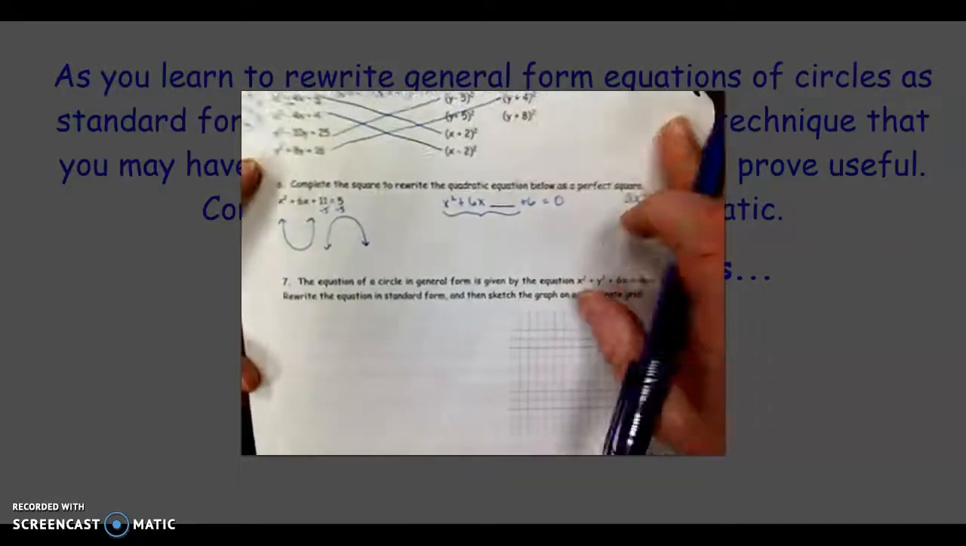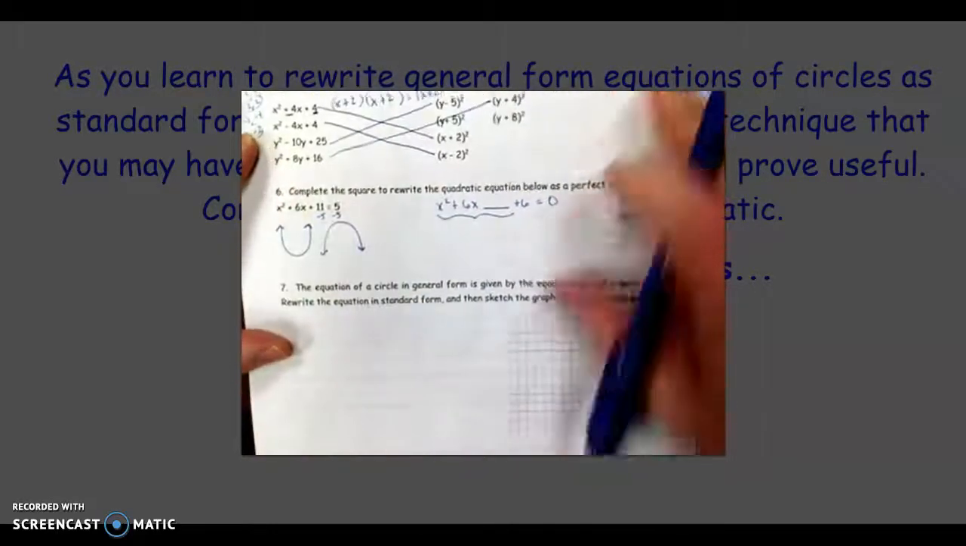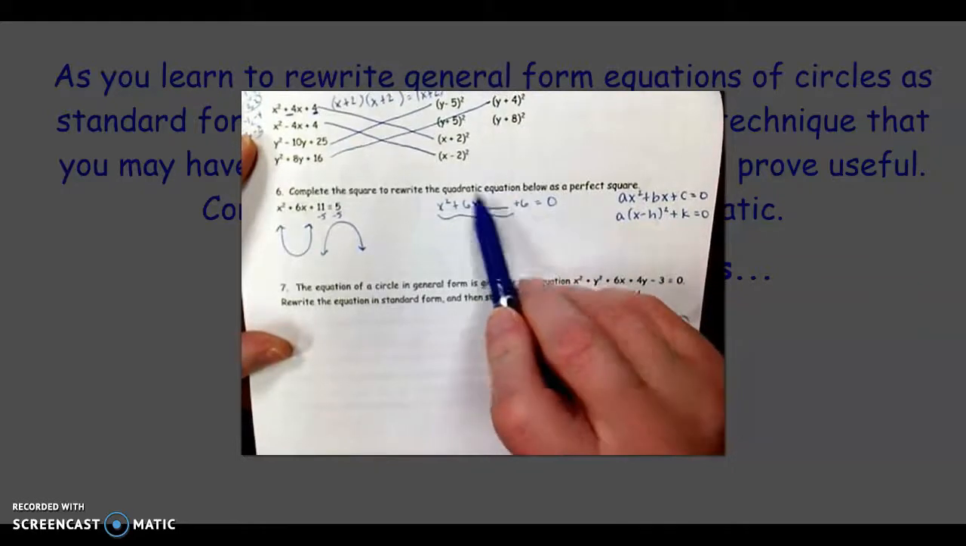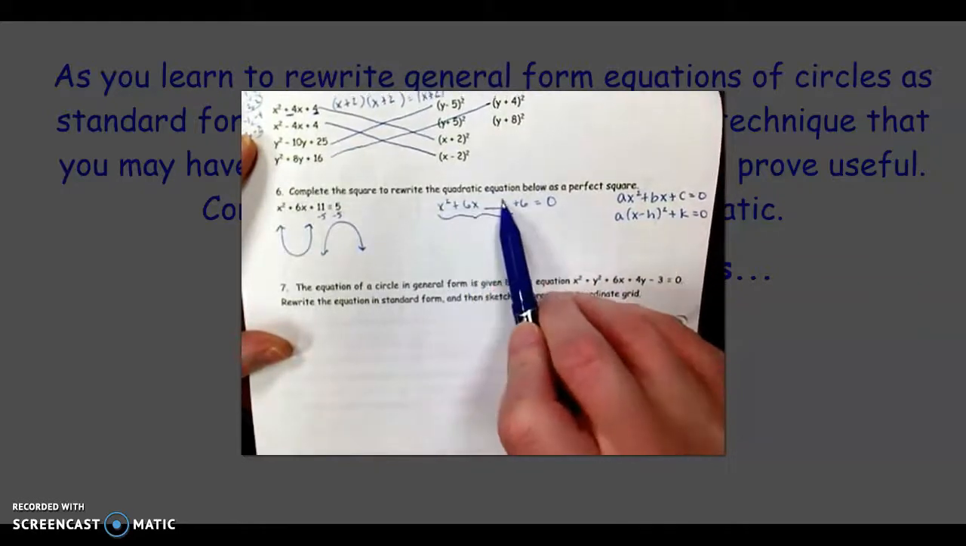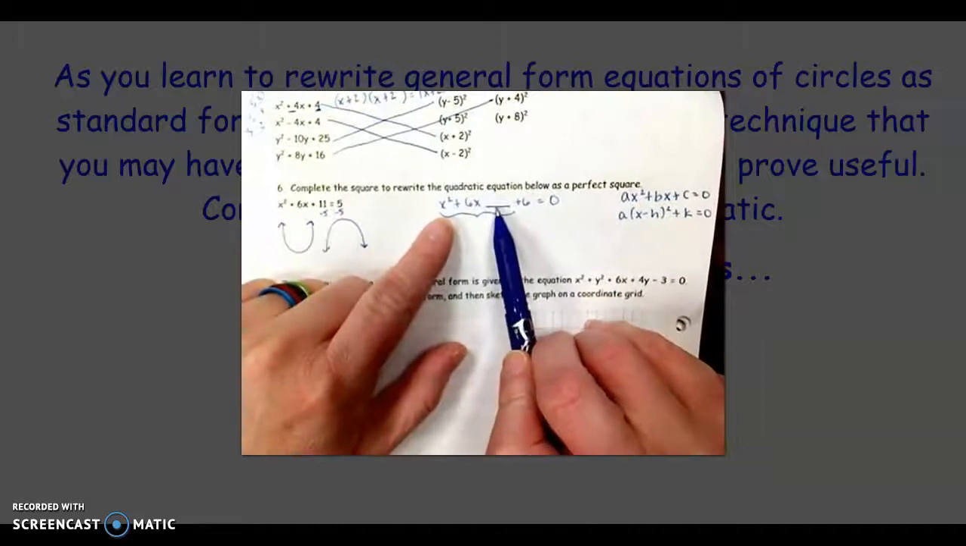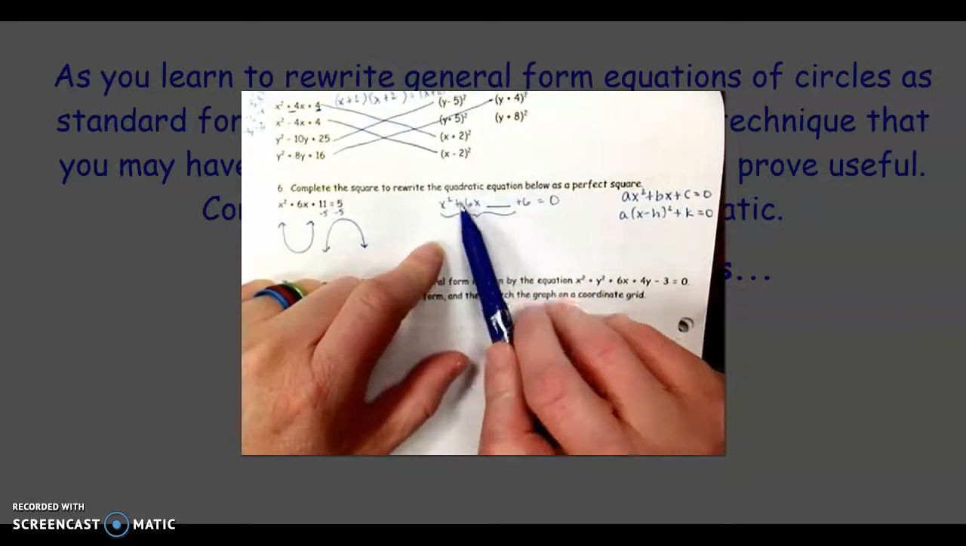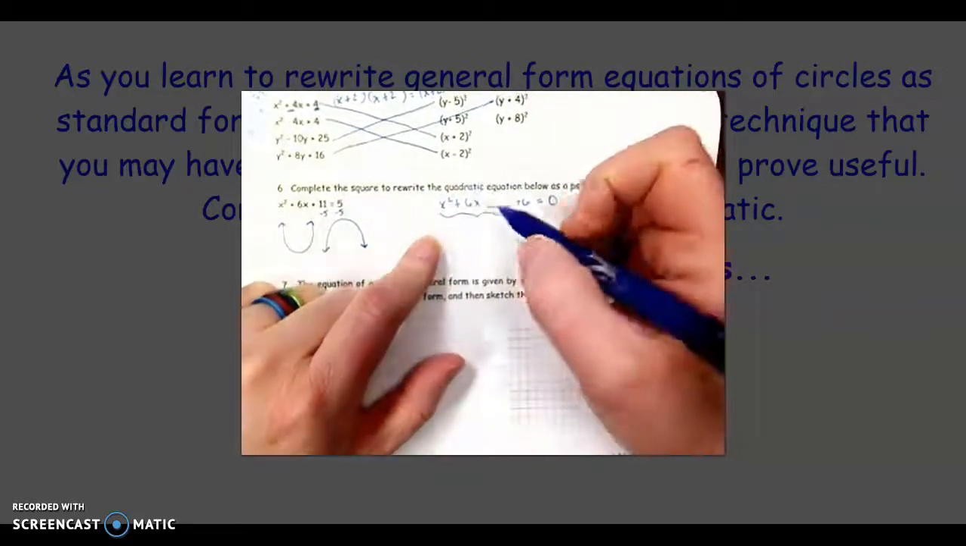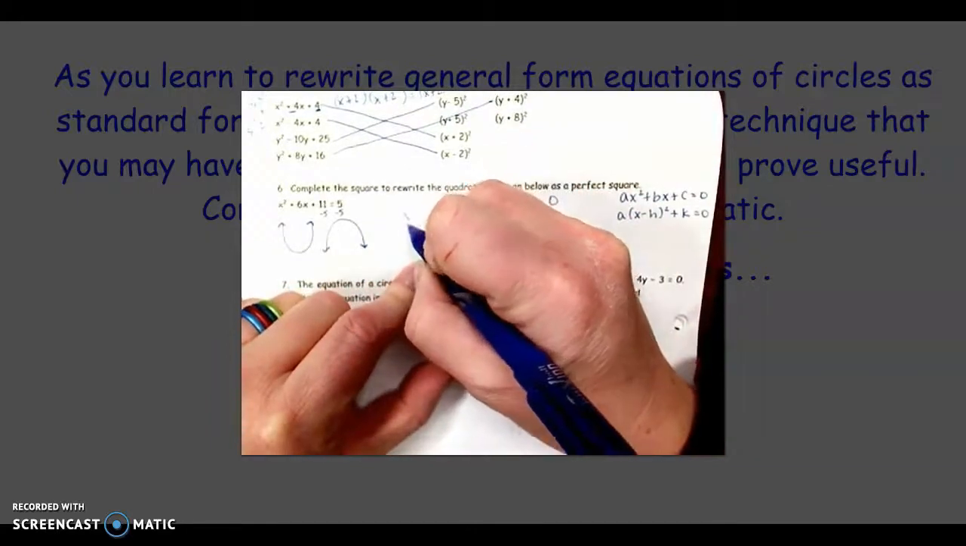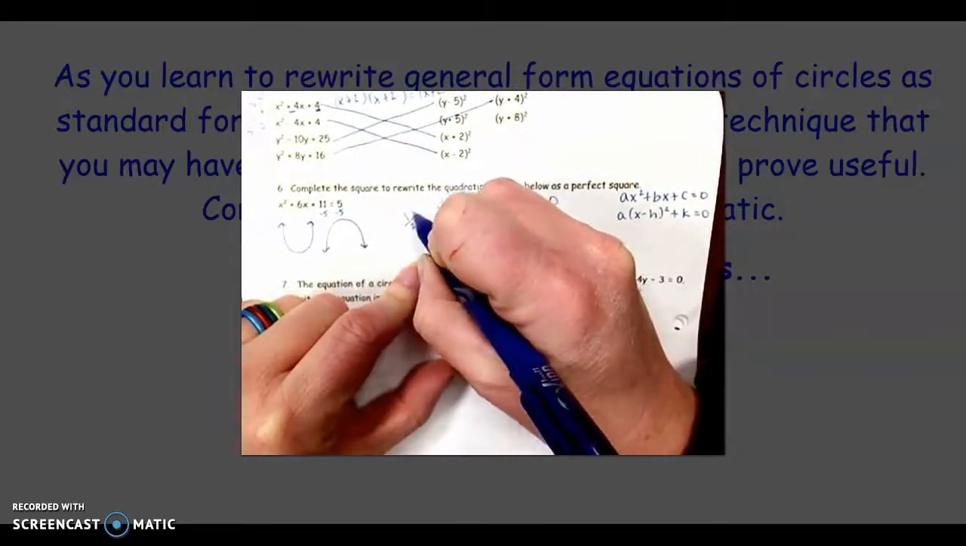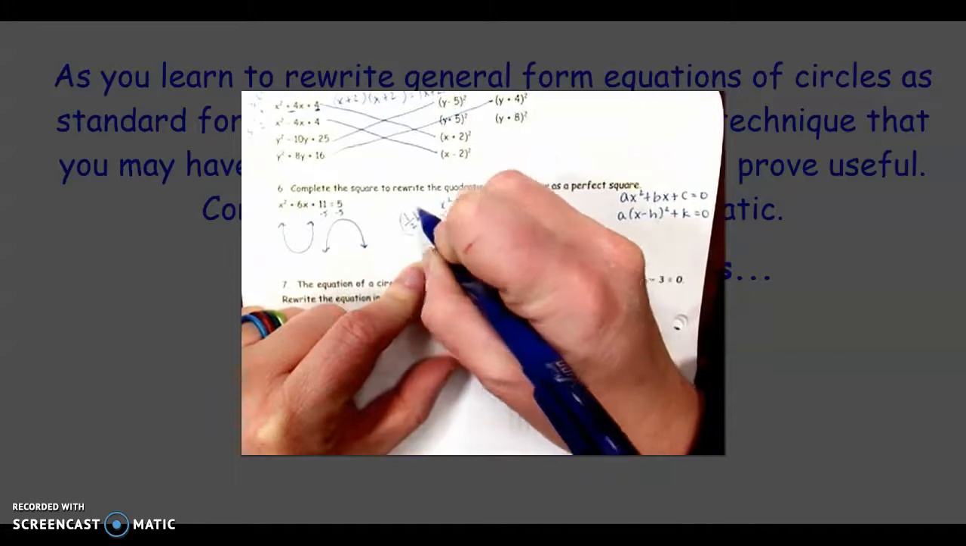Alright, sorry, we got cut off in the last video. So remember, we're trying to complete the square to create a perfect square trinomial here. And so in order to get this number that creates the perfect square trinomial, you're going to need to remember this formula. You're going to take half of the b value and then square it.